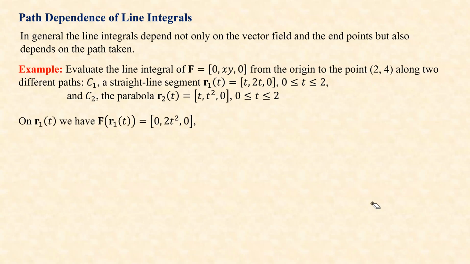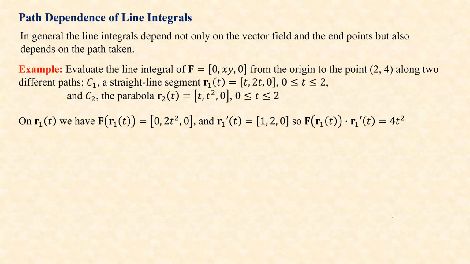All right. On R1 of t, we have f of R1 equal to 0 for the x component and 2t squared for the y component, since the y component is xy. In R1, x is t and y is 2t, so if you multiply, you get 2t squared. And R1 prime is the derivative of this with respect to t, which is 1 and 2. So R1 prime is just a constant vector, 1 and 2.